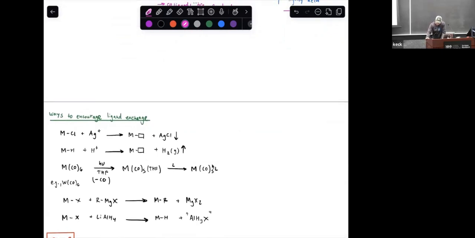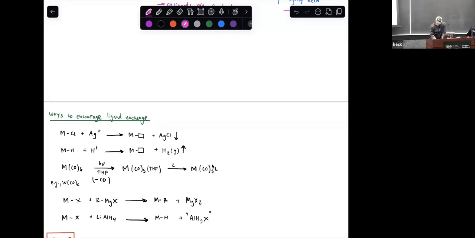That small diversion is to discuss ways to encourage ligand exchange. This is preparatively often important. In organometallic chemistry, you want to drive formation of one particular product to test as a pre-catalyst or something of the sort. So we'll cover some common techniques. One tried and true technique is to treat a corresponding metal halide with a silver salt.